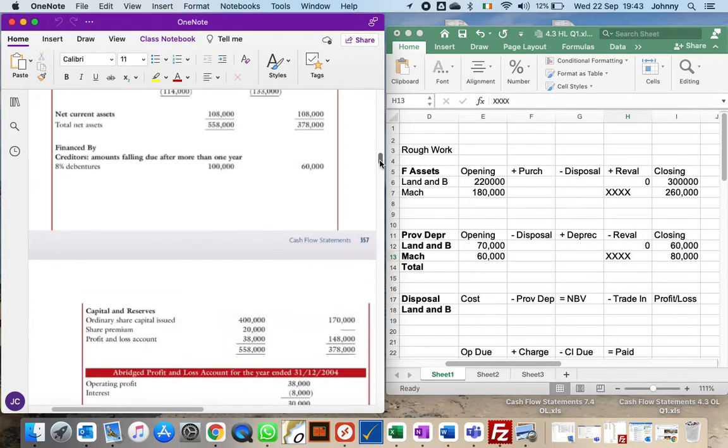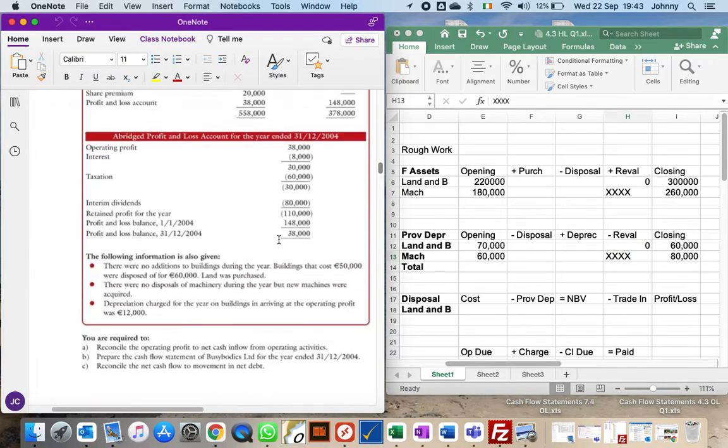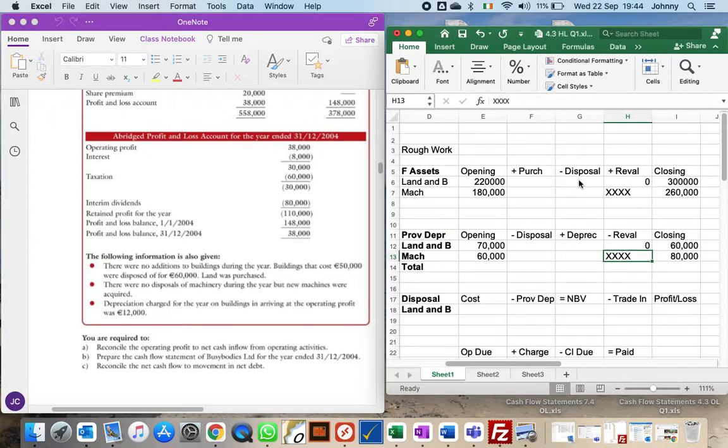Down the bottom of the question then we read in the notes, there were no additions to buildings during the year. Okay, buildings that cost 50 were disposed of for 60. So what you would remember from doing depreciation before is the fixed asset account is always valued at cost. So whatever the thing cost, if something cost 100 grand, and I sold it, whatever amount I got for it is not relevant. The thing originally cost 100, so 100 is what's taken out of the fixed asset account. In this case, the things cost 50, so I'm taking out something that was worth 50.